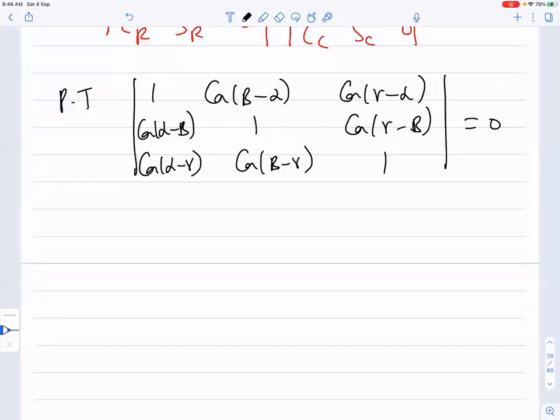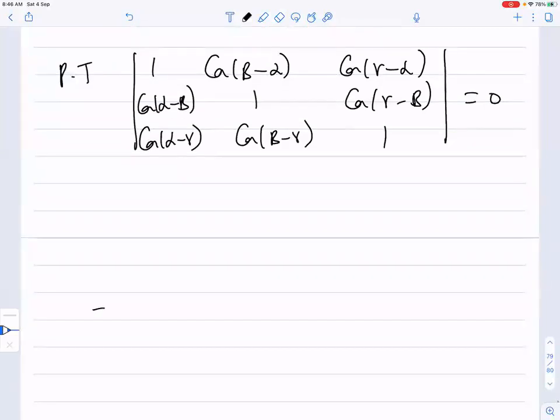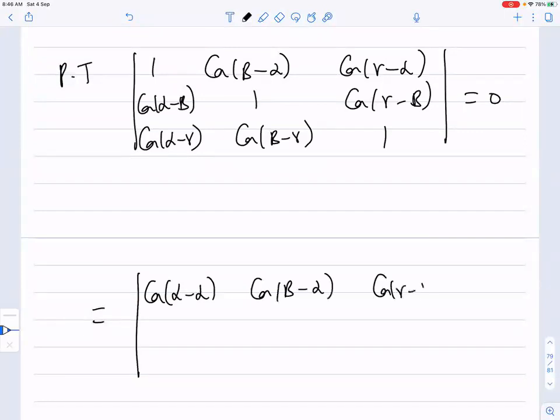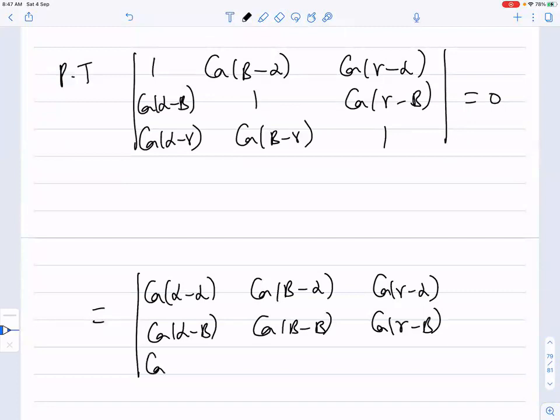So your first step is writing that one as cos of alpha minus alpha, cos of beta minus alpha, cos of gamma minus alpha, cos of alpha minus beta, cos of beta minus beta, cos of gamma minus beta, cos of alpha minus gamma, cos of beta minus gamma, cos of gamma minus gamma. Correct, students? What will be the next step?